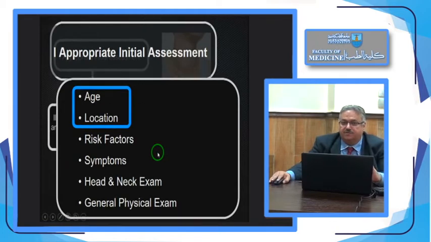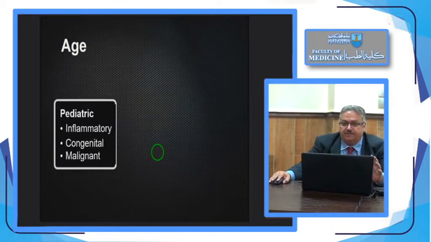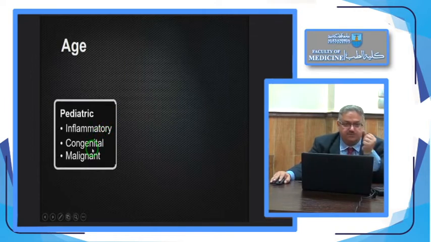So we'll talk about the age and the location. Age first. So the pediatric age group. We have, as we said before, 3 main categories of neck masses: inflammatory, congenital, and malignant. In terms of frequency, in the pediatric age group, you might think it's the congenital neck masses. No, it's not. It's the inflammatory. So inflammatory is the most common in the pediatric age group. Number 2, the congenital masses. Number 3 are the malignant masses.